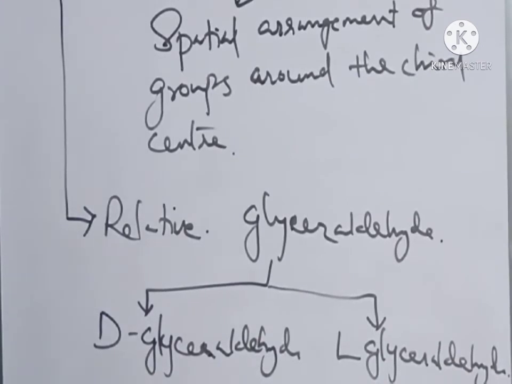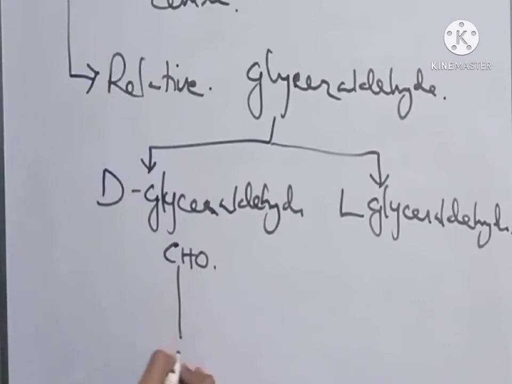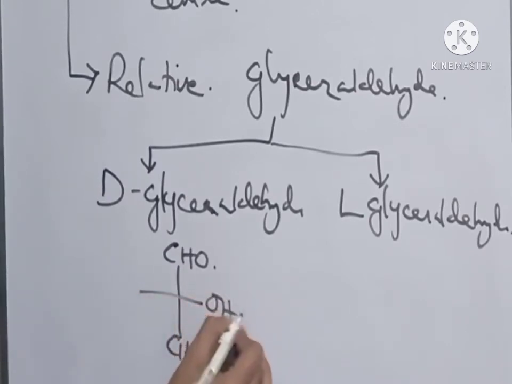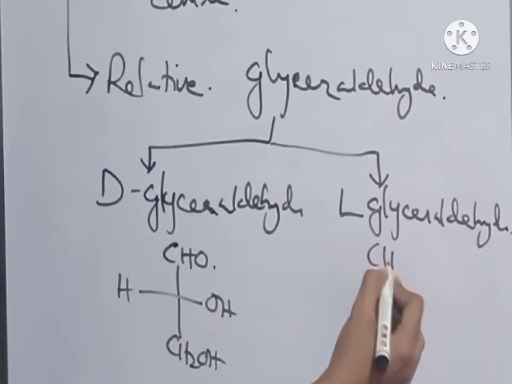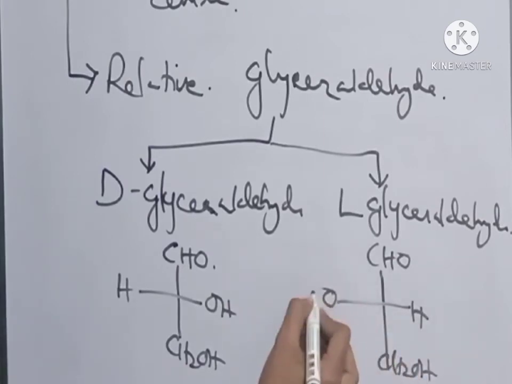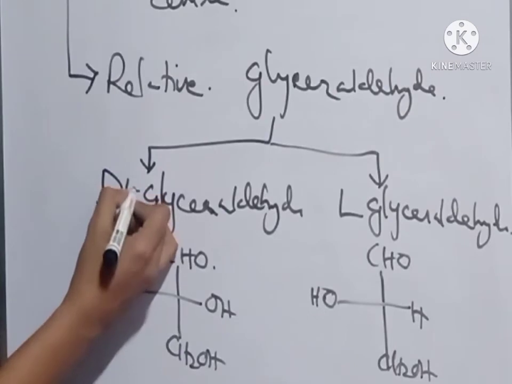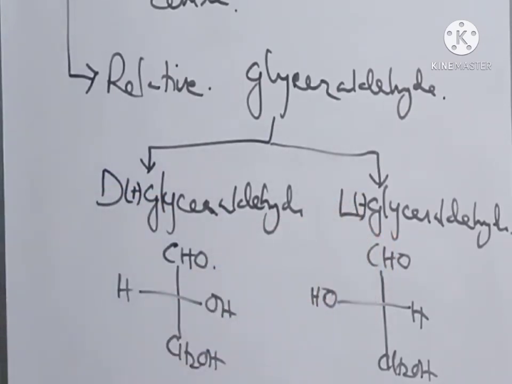So actually the structure of D-glyceraldehyde is this: CHO, CH2OH, OH is on right side and hydrogen is on left side. And the structure of L-glyceraldehyde is this: CHO, CH2OH. This is D plus glyceraldehyde and this is L minus glyceraldehyde.